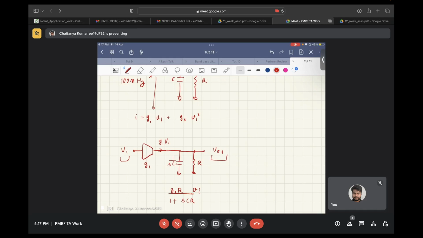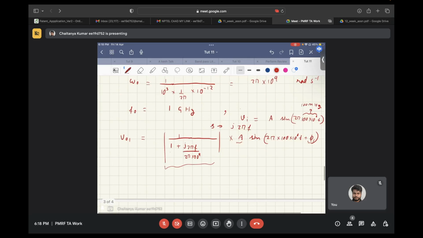Its amplitude will get reduced, sir. Yeah, it will get reduced. It will basically get multiplied by the magnitude of the frequency response of this circuit, G1 R by 1 plus sRC, at s equal to j 2 pi f, where f is the input frequency. Yes, sir. Here the G1 R doesn't substitute, sir. That's why I get confused. Okay.